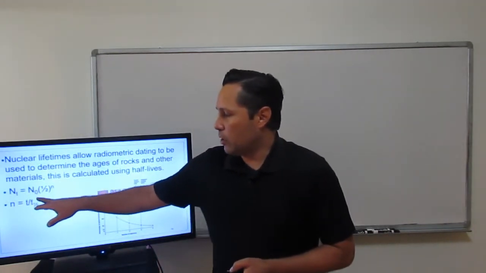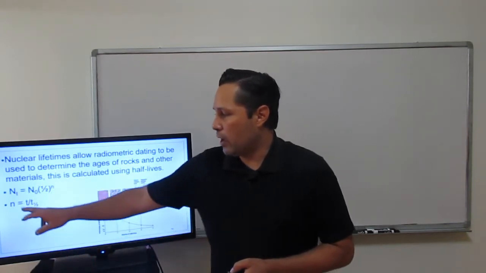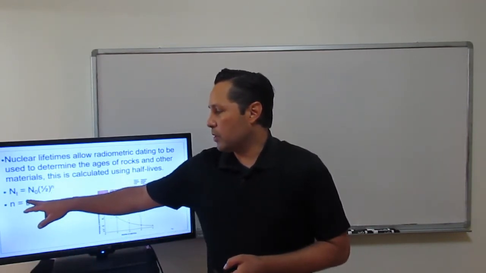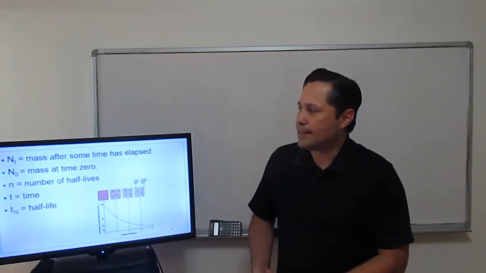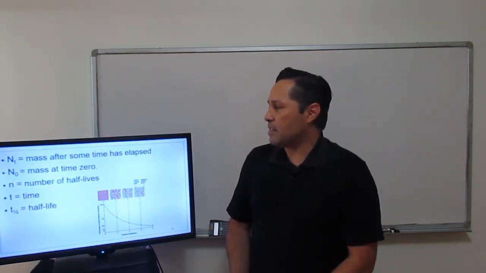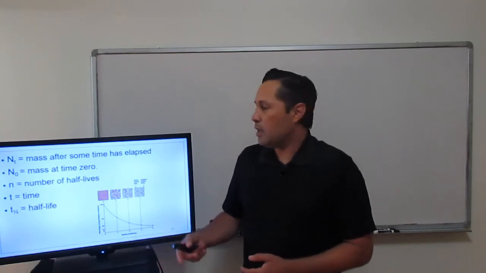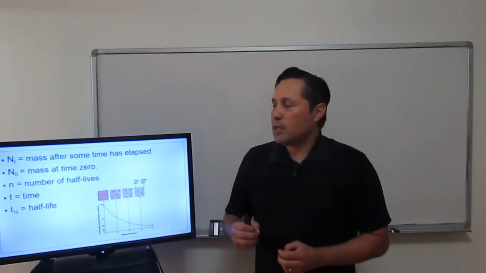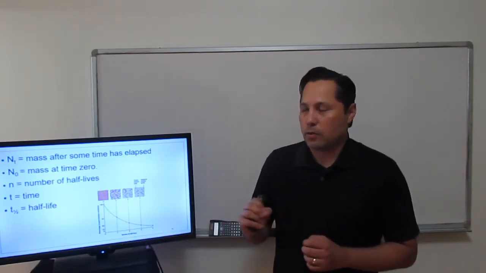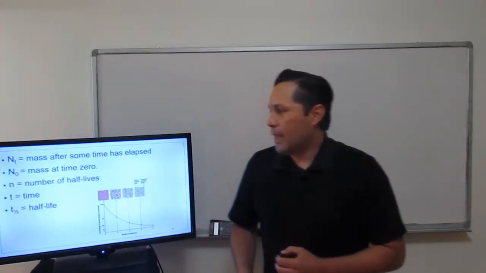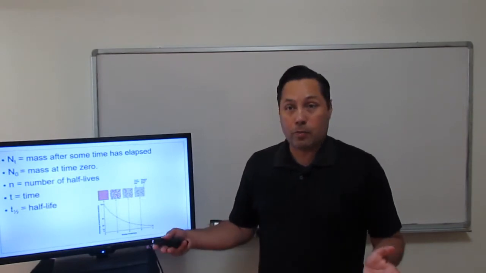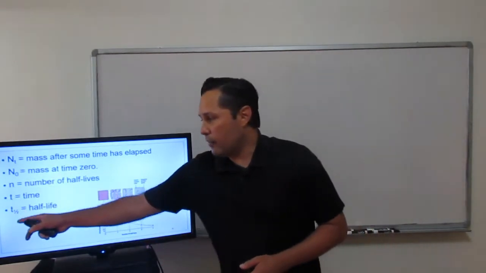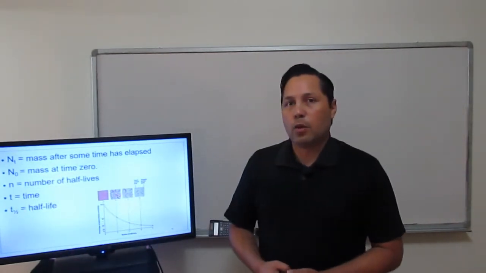Nt equals N0 times (1/2) to the power of n, where n equals t over t 1/2. What are all of those? Well, let's start with Nt. Nt is the mass after some time has gone by. And N0 is the mass at time 0. n is the number of half-lives. t is the amount of time that's gone by. And t 1/2 is the length of a half-life.